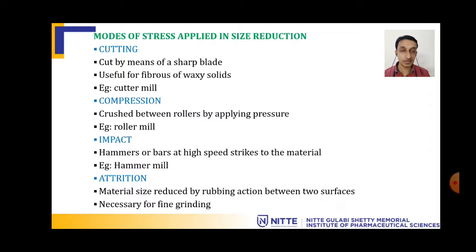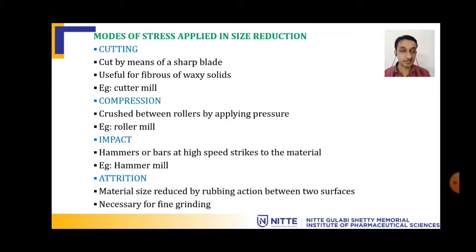Let us look into the third mechanism, that is impact. Impact is achieved by hitting with hammers or metal bars in order to break the objects. This hammering or impact will work only for objects which are brittle. A high speed striking can break the particles apart and result in smaller particles, and the example is the hammer mill. Usually in our day-to-day life we see mills such as flour mills, they are generally hammer mills.